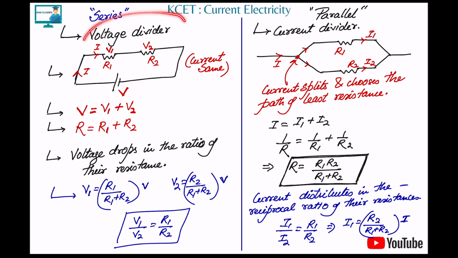Now this is like a voltage divider. It is dividing the voltage. Here the voltage is V1 for this resistance, and for the resistance R2 it is V2. The current remains the same. So everybody understood the basics of what is a parallel circuit and a series circuit.